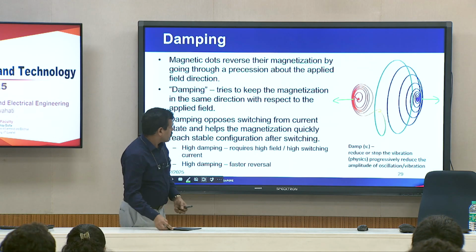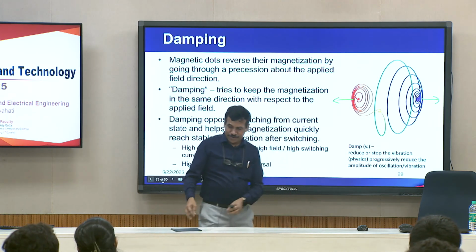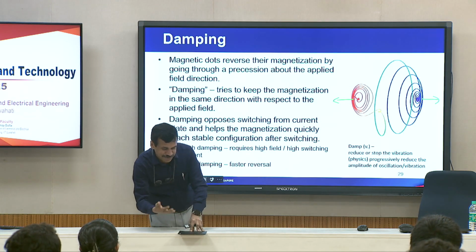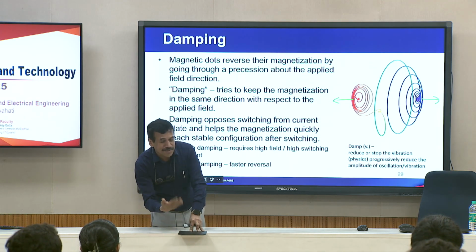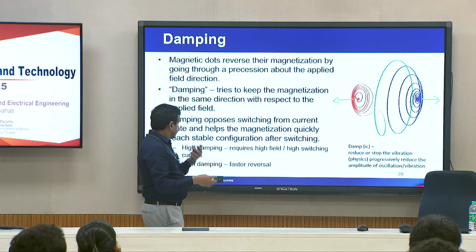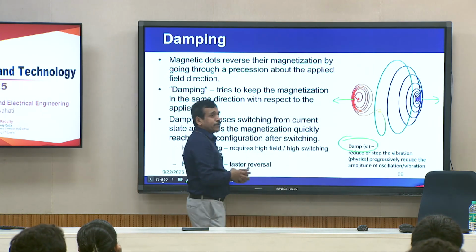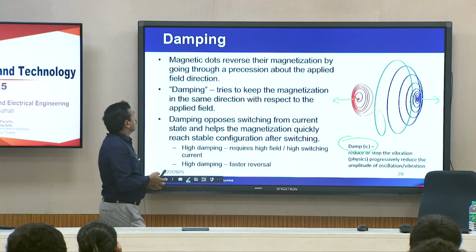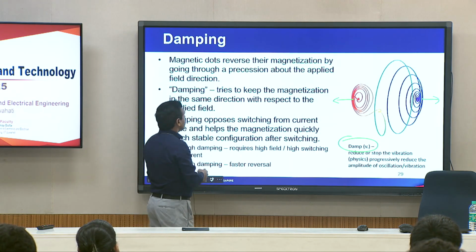So for example, I used to carry a ruler. If you have a ruler, the scale, if you give a force, then the ruler will vibrate. After some time it will settle, right? So the settling is basically because of the damping of oscillation. So if you have some oscillations, how fast you damp is related to the damping constant that we are discussing.